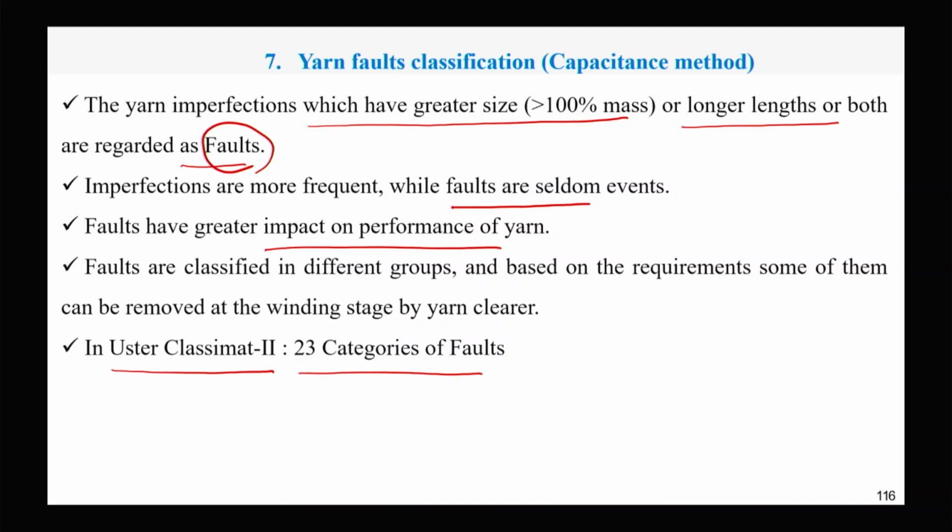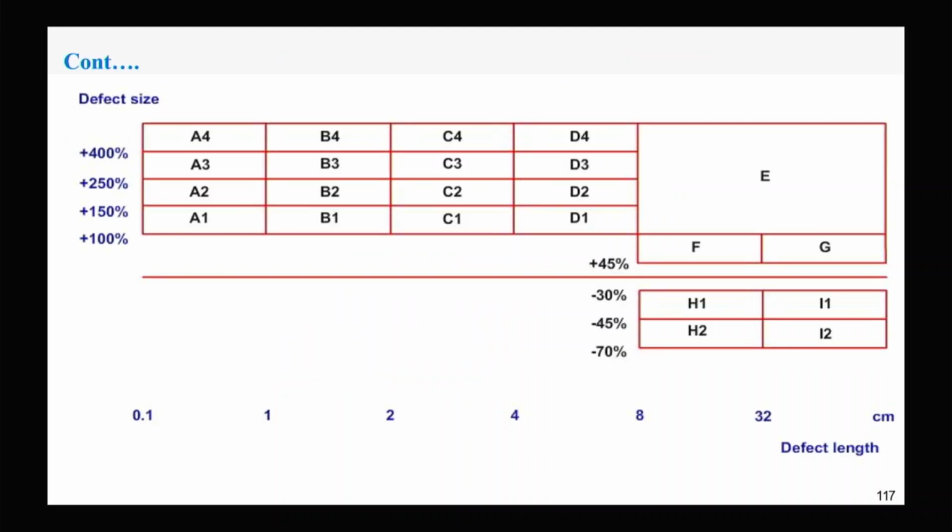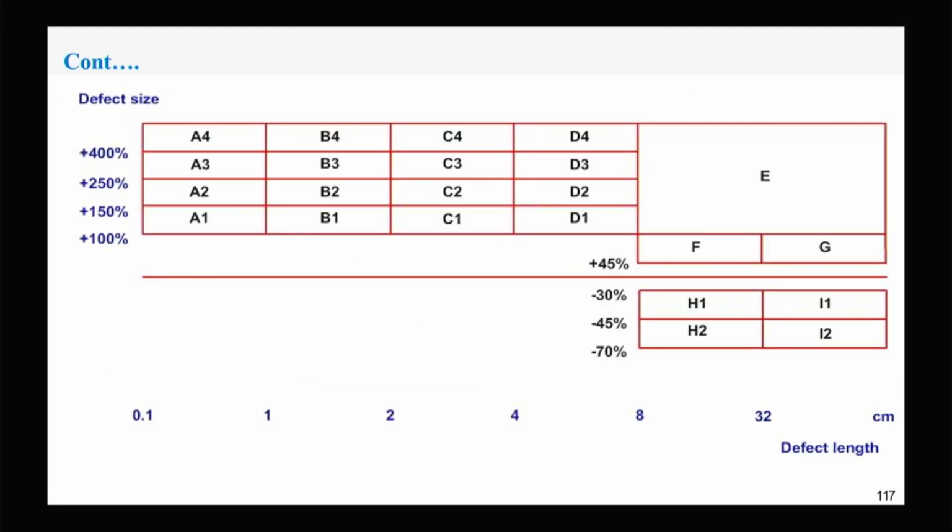This classification system has been improved subsequently. Classimat 3 and subsequent models are there, but the basic principles are the same. The only difference is that more and more classifications are used. Now you can see this is the classification of faults by the Classimat 2, where 23 types of faults are classified.